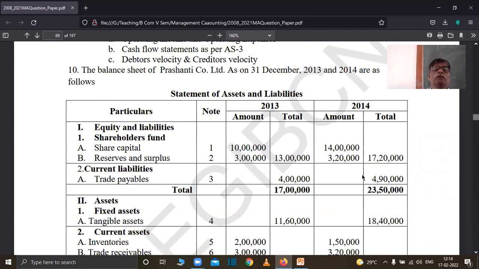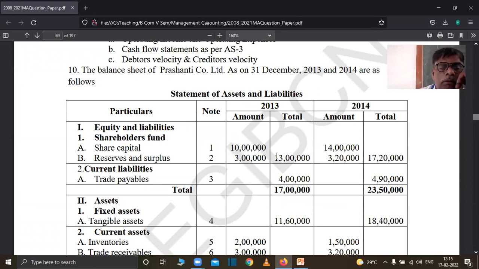You see here. Balance sheet of Prashanti Company Limited as on 31st December 2013 and 2014 is given to you. In this balance sheet, you see the share capital, 10 lakh, 14 lakh. So there is a 4 lakh increase. 4 lakh increase is called issue of shares. Issue of shares comes in the source of fund. Reserve and surplus you have to take in the fund from operation.